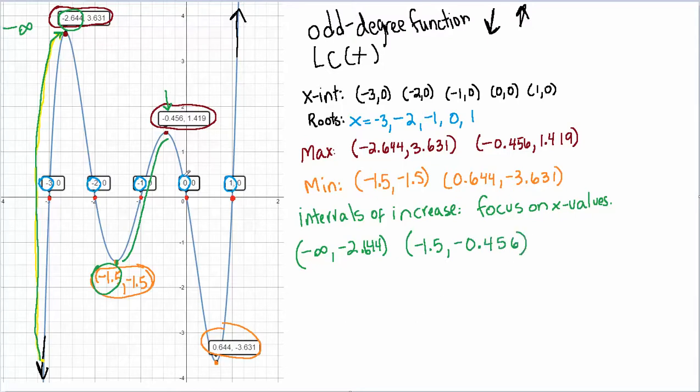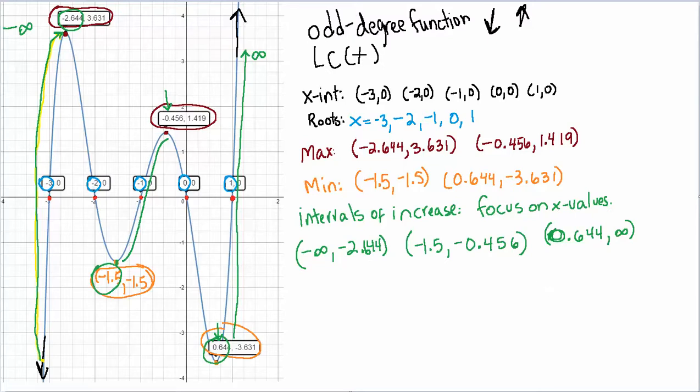Then over here, the function is decreasing, but at this x value, the function starts increasing again, and it goes all the way until x is positive infinity. So the next interval of increase starts at, I think it's positive 0.644, because it's the x value, all the way to positive infinity. So those would be your intervals of increase.